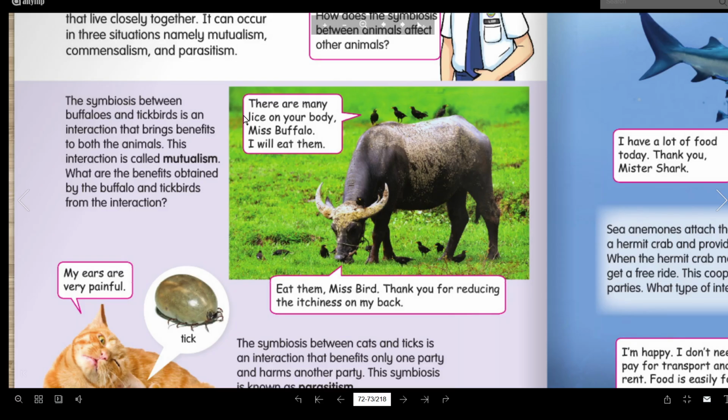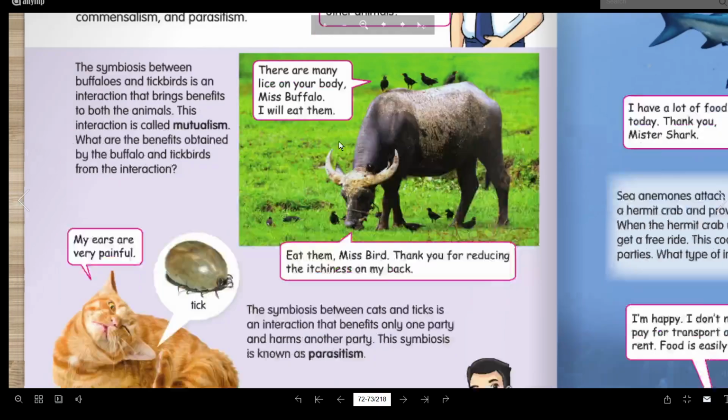So basically, here the birds are getting food and the buffalo is getting relief from itchiness, right? So both are getting benefited. This is called mutualism, like mutually they are getting benefit, right?